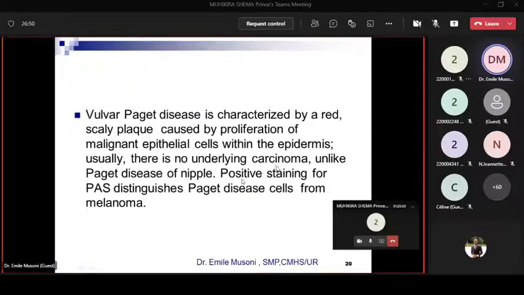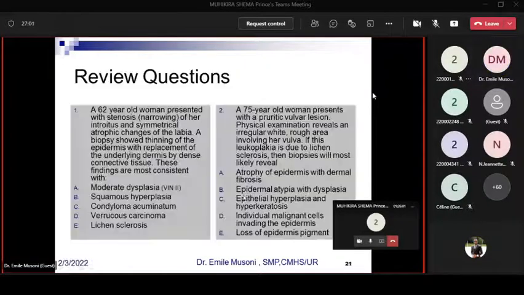You can also use some special staining like periodic acid-Schiff to distinguish it from melanoma. But this one is seen in practice. So here there are some review questions you will do when you are at home.